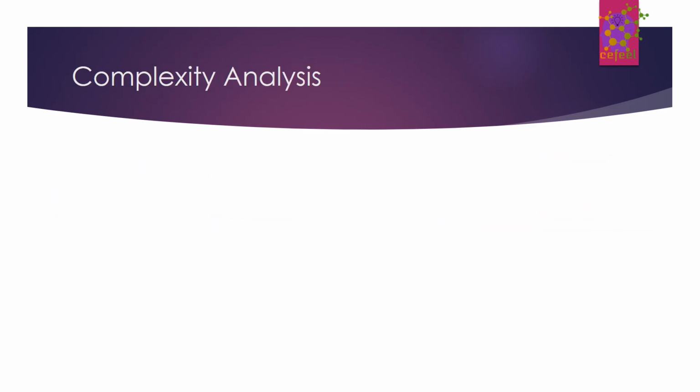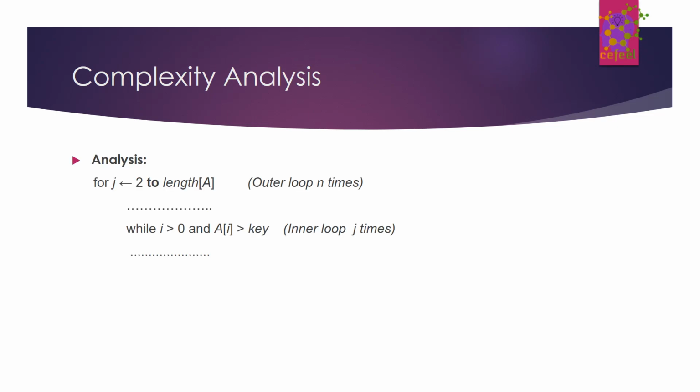Before we come to the exercise, let's do a little bit of analysis of the algorithm. We'll do a complexity analysis or performance analysis to see how insertion sort performs. Basically, if you notice, the algorithm has two loops. There is an outer for loop which runs from j equals 2 to length of A, which means j equals 2 to n.